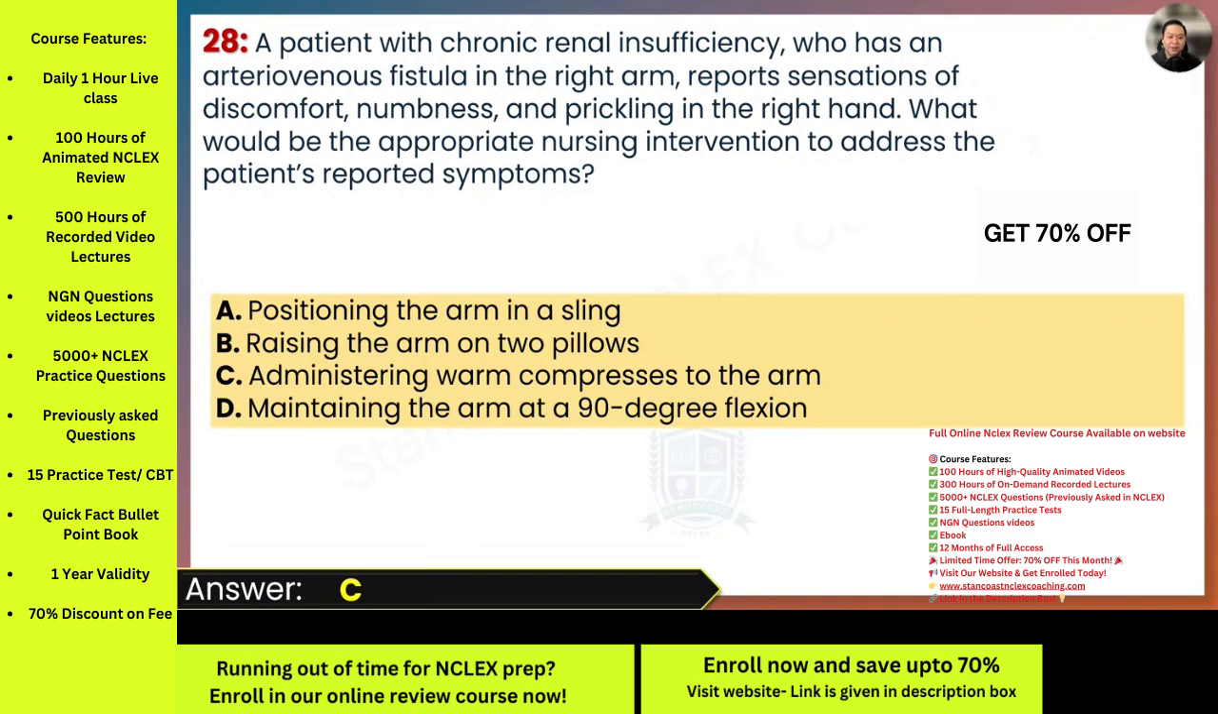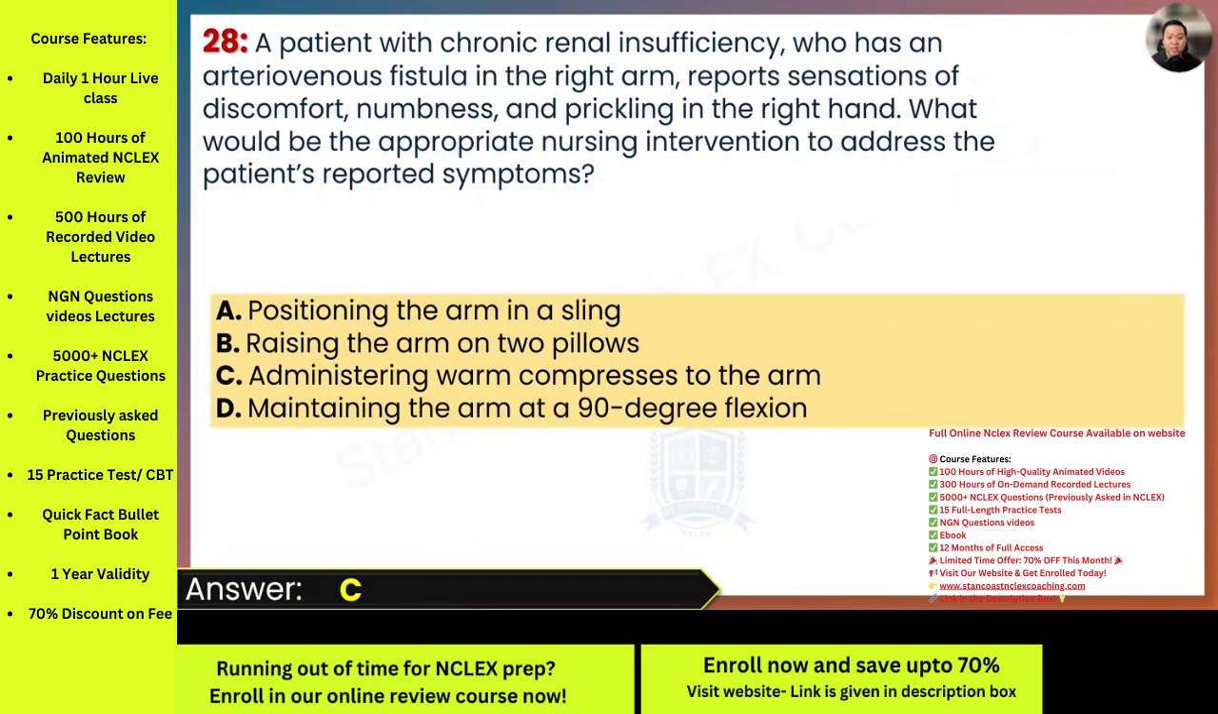Why is this incorrect? Well, maintaining the arm at a 90-degree flexion could cause further impairment of the blood flow due to the constricted position, and this could make the symptoms worse. It will cause more compression on the vessels. It will diminish the circulation. So you're going to eliminate this one as well.